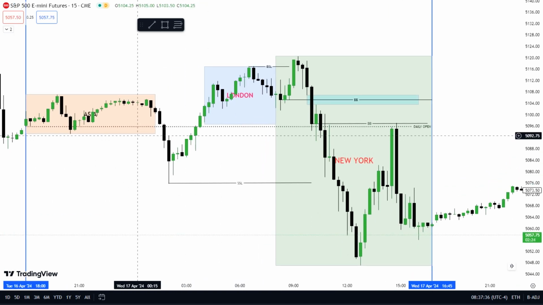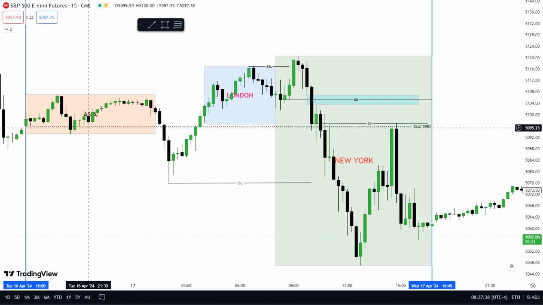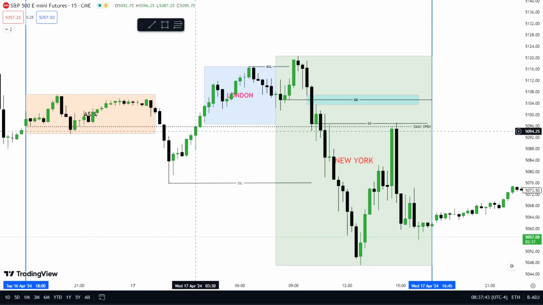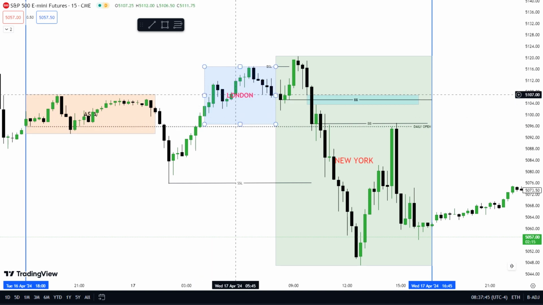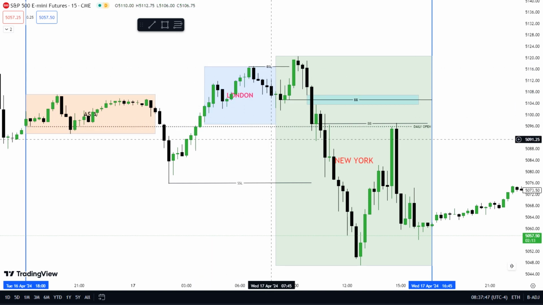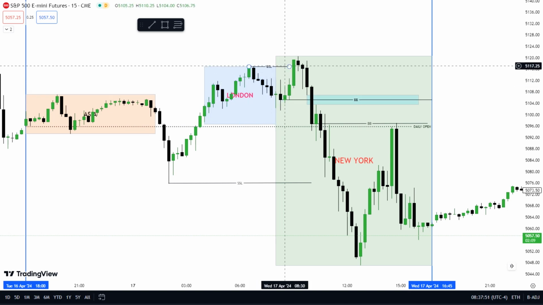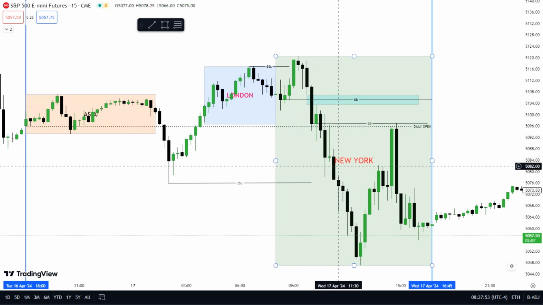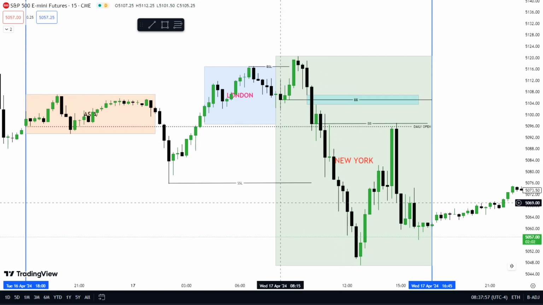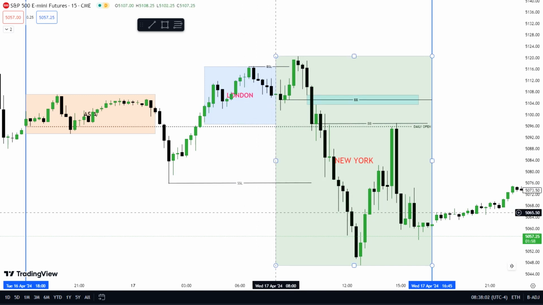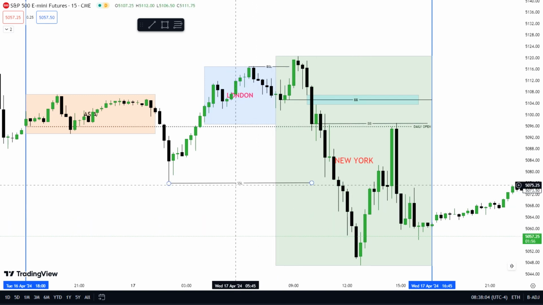So what you want to be doing is waiting for the daily open, and waiting for London whether it pushes higher or lower. If it's higher, what you want to see is New York manipulate it and then drop. Or if it's lower, we want it to manipulate lower, sweeping the sell side liquidity, going low.